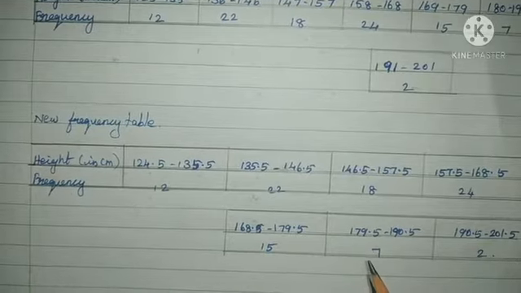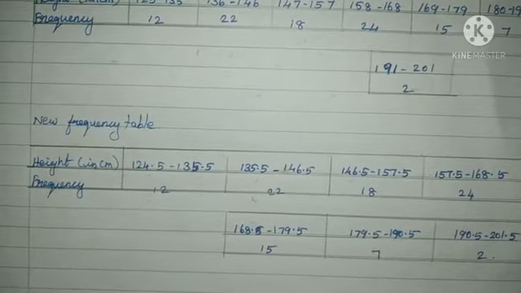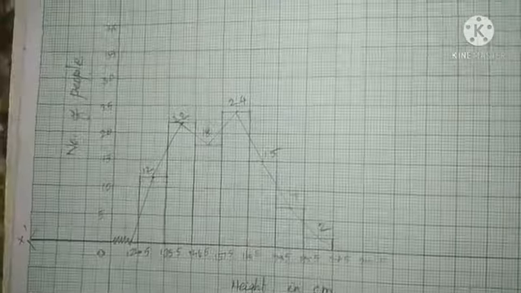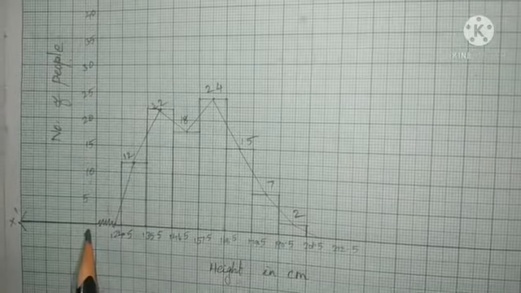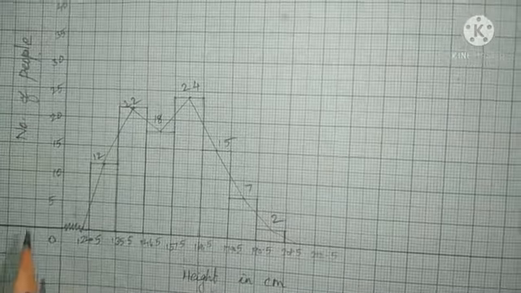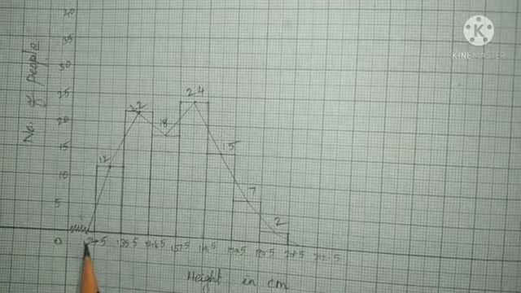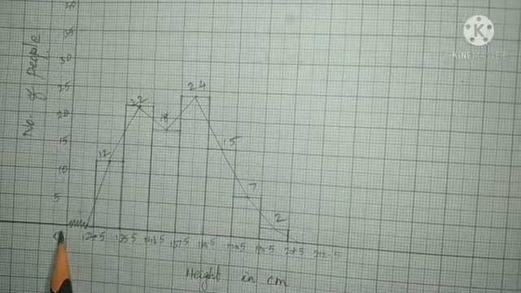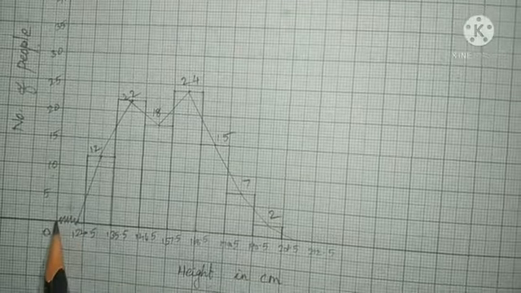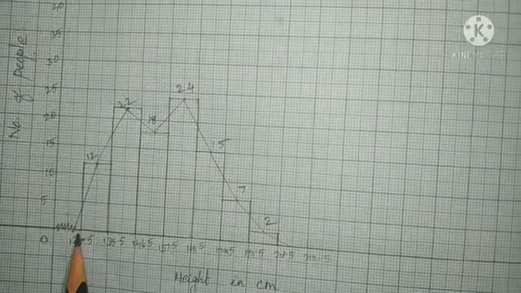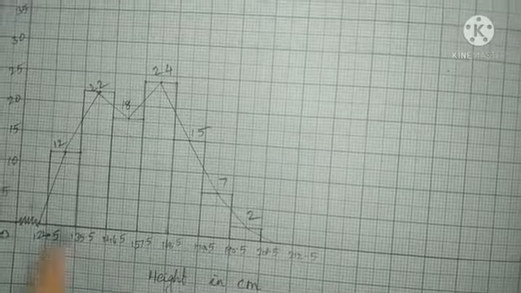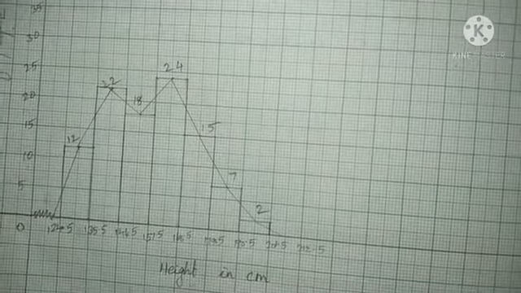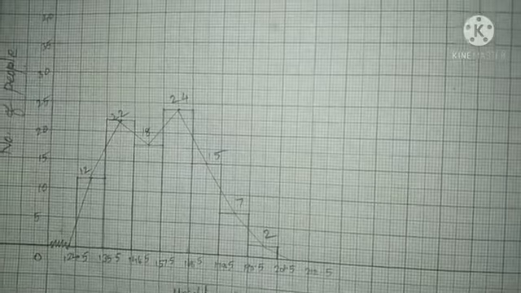After constructing the new class intervals, you have to construct the histogram first. To construct the histogram, first you have to draw the axes, both the x-axis and the y-axis, and mark the margin as 0. In this table, it starts from 124.5. Some numbers are missing, so we have to put a zigzag line for 0 to 124.5. After that, you have to name the class intervals on the x-axis and you have to take the values of the frequency on the y-axis.